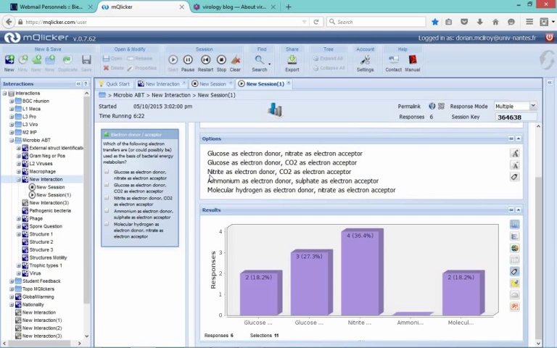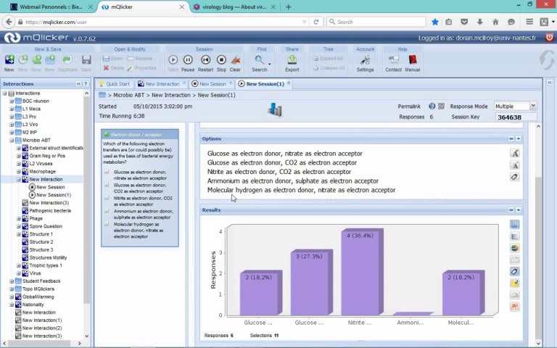Let's look at this one. Ammonium as an electron donor, sulfate as an electron acceptor. Does that work? Actually, I don't know about that. Molecular hydrogen as electron donor, nitrate as electron acceptor. Yeah, that would work. That would work, okay?